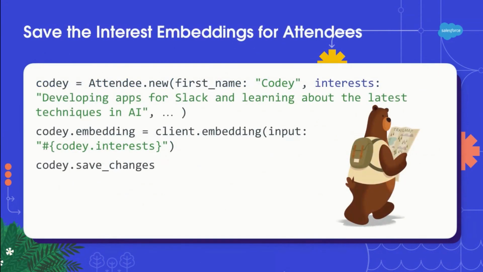Once I have all of my talks in my database, I want to add the attendees. So for example, I've got Cody. His interests are developing apps for Slack and learning about the latest techniques in AI. Just like with the talks, I'm going to get the embedding of his interests through the Hugging Face API, and then save all of that to my database.